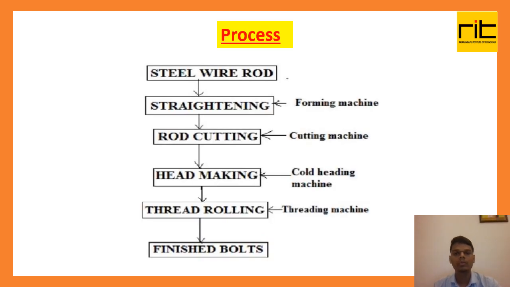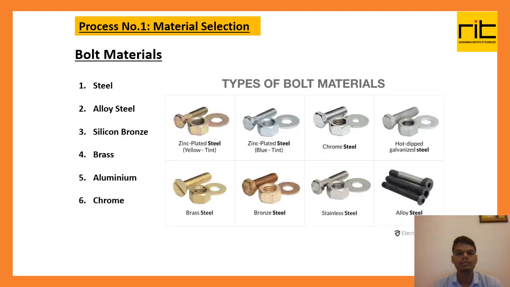Here the flow process of making a bolt is given. First, a drawn rod is taken. Second, straightening of that rod. Third, the rod is cut to the required size of the bolt. Fourth, head making. Fifth, thread rolling. Sixth, the finished bolt is produced.